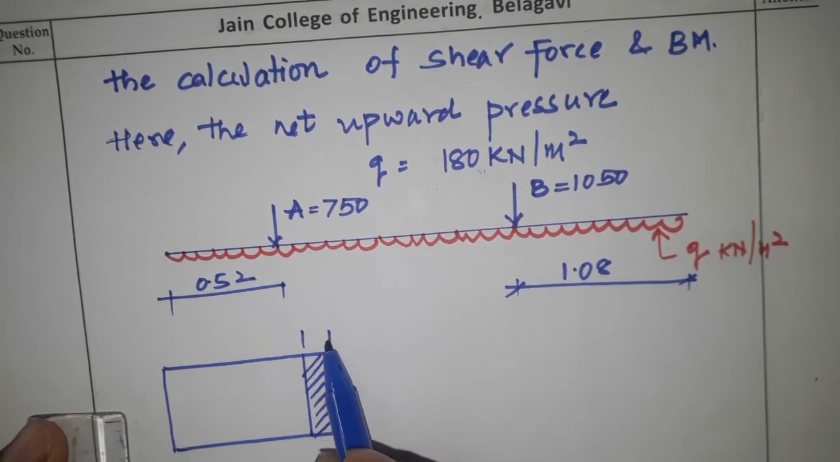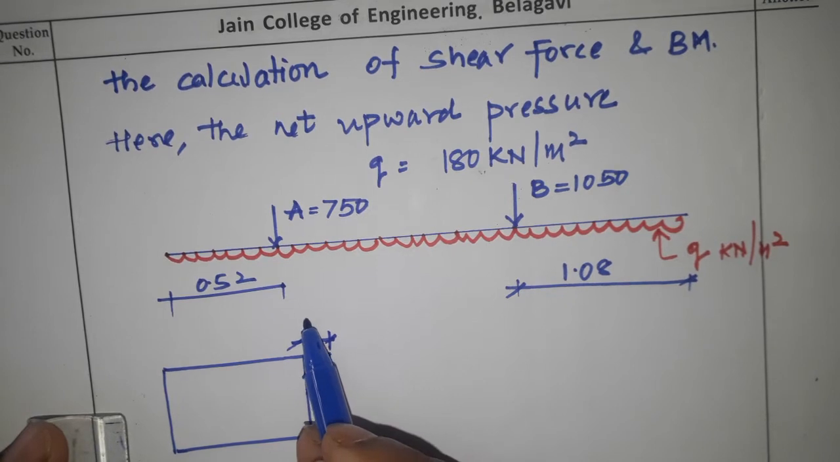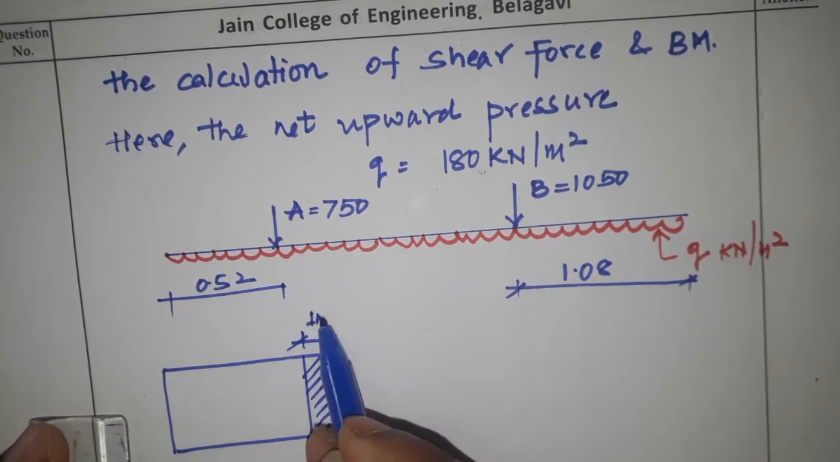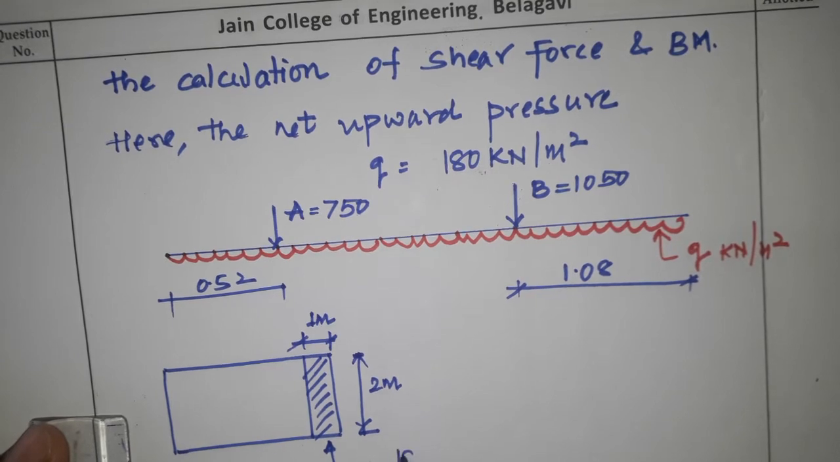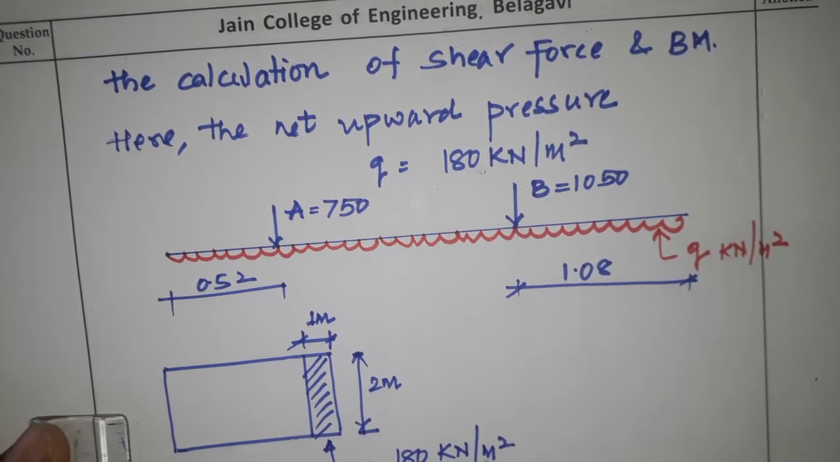This will be per meter. Okay, this is 1 meter. And we have assumed the width of the footing as 2 meter. Then what should be the load below this? So here it is 180, in kilonewton per meter square.